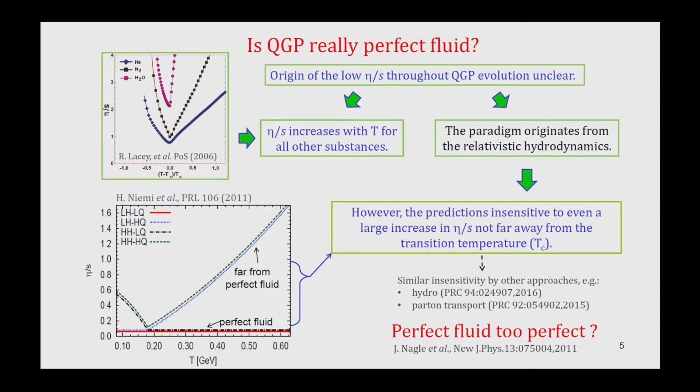However, despite being very interesting, the question is whether this picture of quark-gluon plasma as a nearly perfect fluid is indeed realistic. First, the origin of low eta over s throughout the QGP evolution is unclear. The second thing, it is well known that for other substances, eta over s has a minimum at the phase transition temperature, and then it increases with temperature. Then this paradigm of nearly perfect fluidity comes from hydrodynamics predictions and low pT data, and it was shown that these predictions are not very sensitive to eta over s not far away from the phase transition temperature. So this all led to a question whether the perfect fluid is too perfect, or whether this picture of near perfect fluidity of quark-gluon plasma is unrealistic.